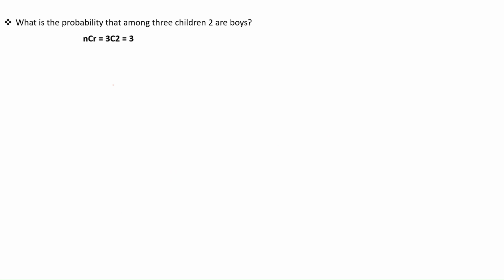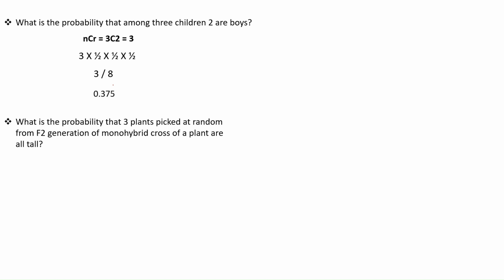So now what is the probability that among 3 children 2 are boys? That is 3C2, that is equal to 3, the number of ways. Into each event the probability is half. The chance of coming a boy is half and for a girl is also half. So 2 are boys, half into half. If 2 are boys among 3, 1 will be the girl, so into half for girl. So that is 3 by 8, that is equal to 0.375.